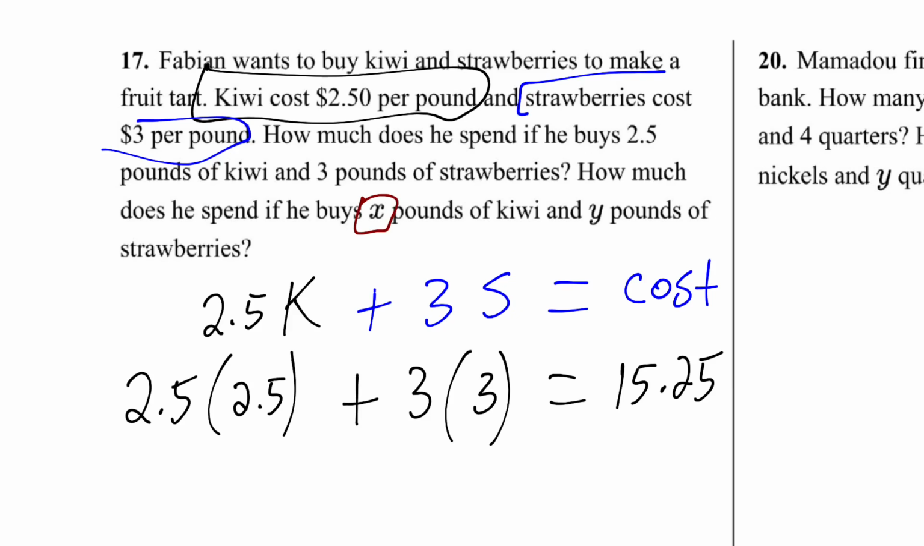Now they use X instead of K, and they use Y instead of S. I just defaulted to K and S because K for kiwi and S for strawberry, so I don't forget which is which.